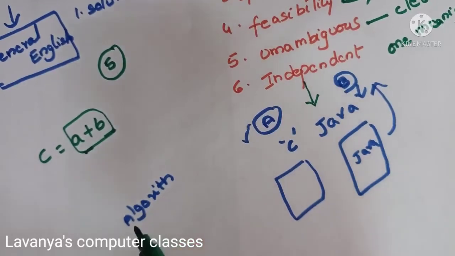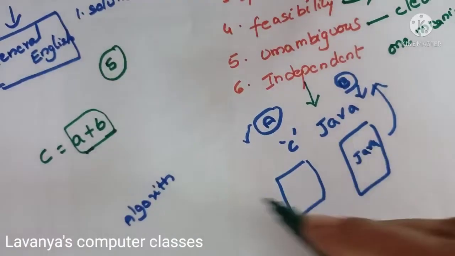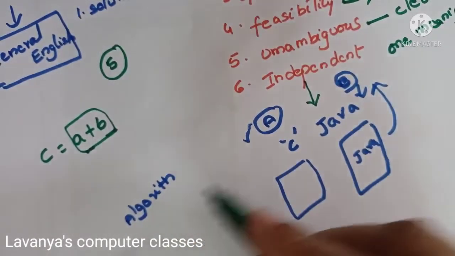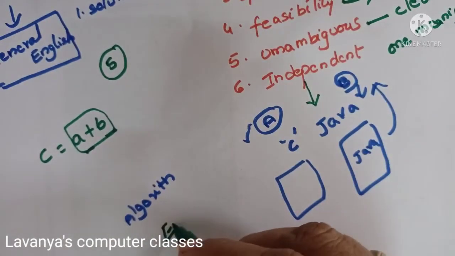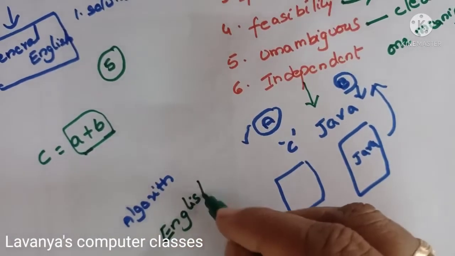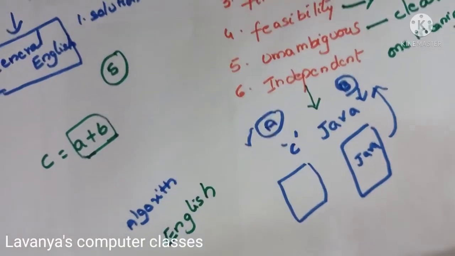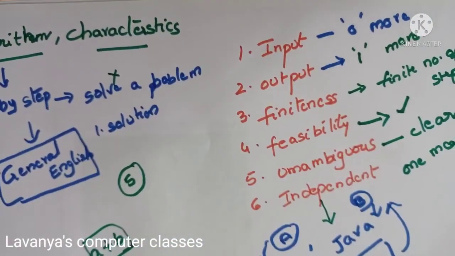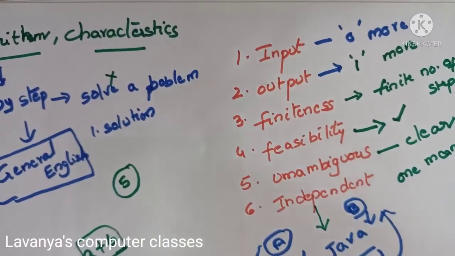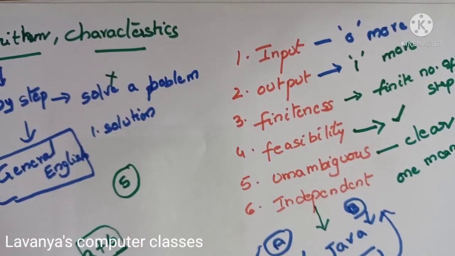That's why in this we don't write the syntax of any other languages. If you write the syntax of C, only a person who knows C can understand. If you write Python syntax, only Python programmers can understand. So it is not like that. So that is the algorithm characteristics.